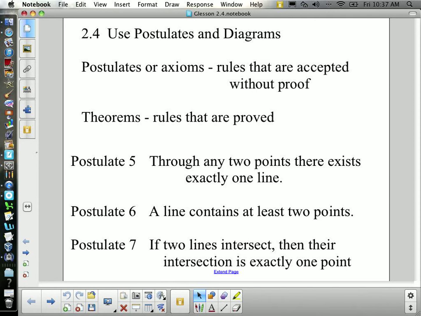Postulate 6 says a line contains at least 2 points. Wasn't that what we just said? Not at all. They are, in a way, converses, but not even that. They're not actual converses. One says much more than the other. In this one, we start with 2 points, and we conclude that there's a line. So through any 2 points, that's our if, that's our hypothesis, we conclude there's a line.